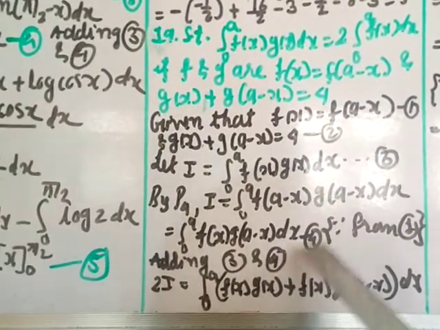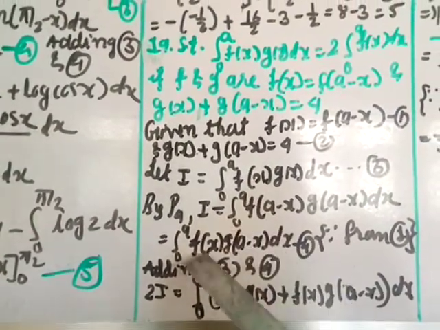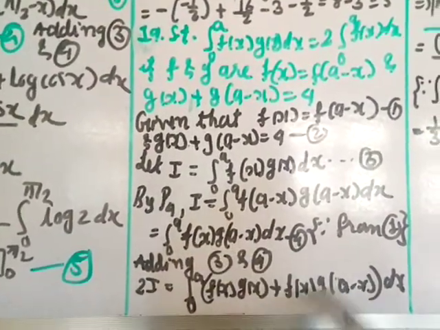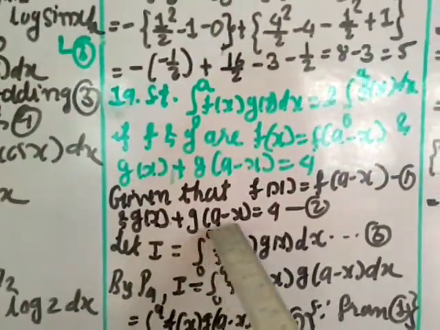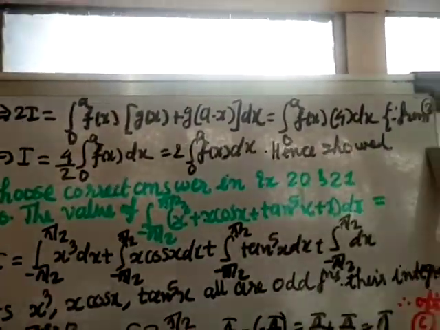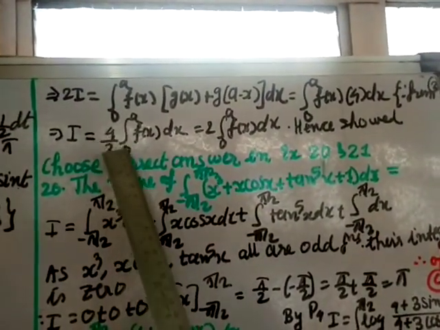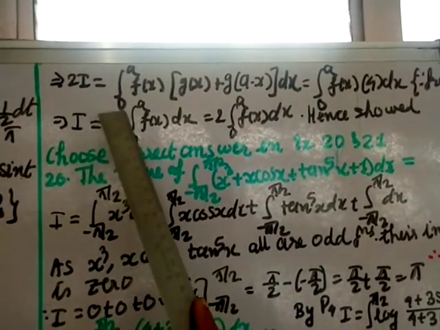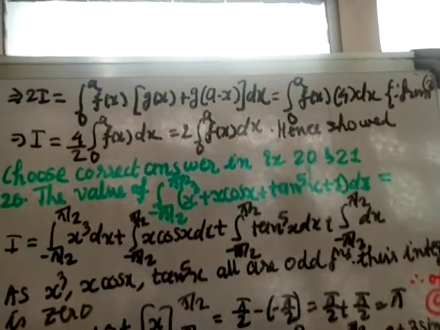Adding 3 and 4, so 2I is equal to integral 0 to a of this one, f of x g of x dx, plus this one, f of x into g of a minus x. From here you take f of x common, so I have taken f of x common, g of x plus g of a minus x, but this value is given to you as 4. This value g of x plus g of a minus x equals 4, so I put here 4. This 4 you take out of the integral. So 4 out and this 2 is here, so you transfer, so 4 by 2 integral 0 to a f of x dx. Cut by 2, so you get 2 times integral 0 to a f of x dx, and this is what you were asked to prove.